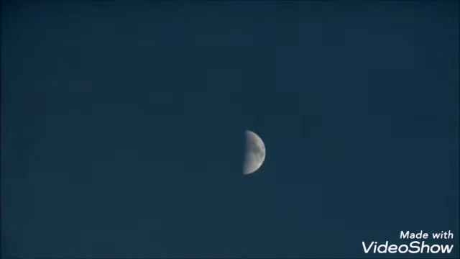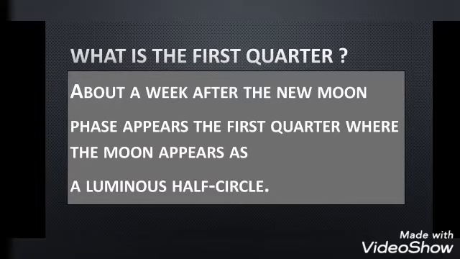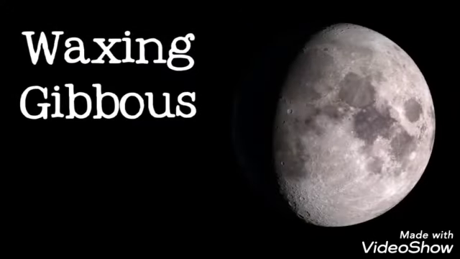So, let's go to the fourth question in our lesson today, which is, what is the first quarter? About a week after the new moon phase appears the first quarter, where the moon appears as a luminous half circle. After the first quarter, the moon is more than half full and still increasing its illuminated surface, in the phase we call waxing gibbous.